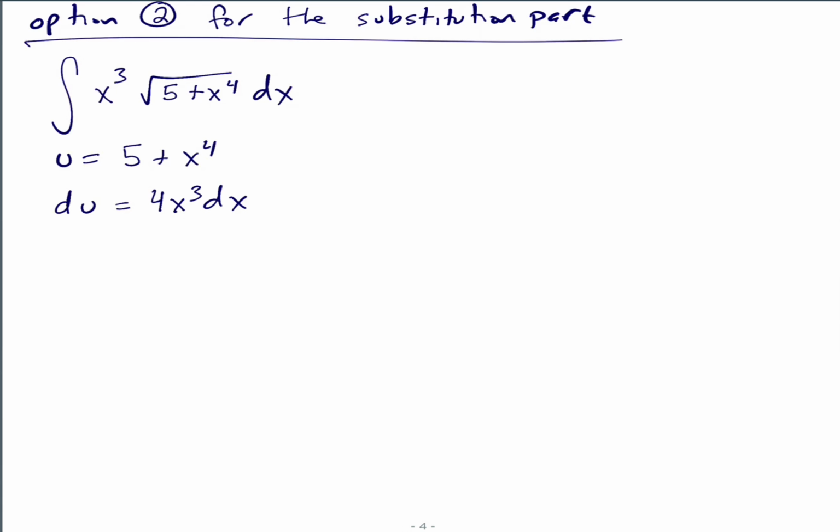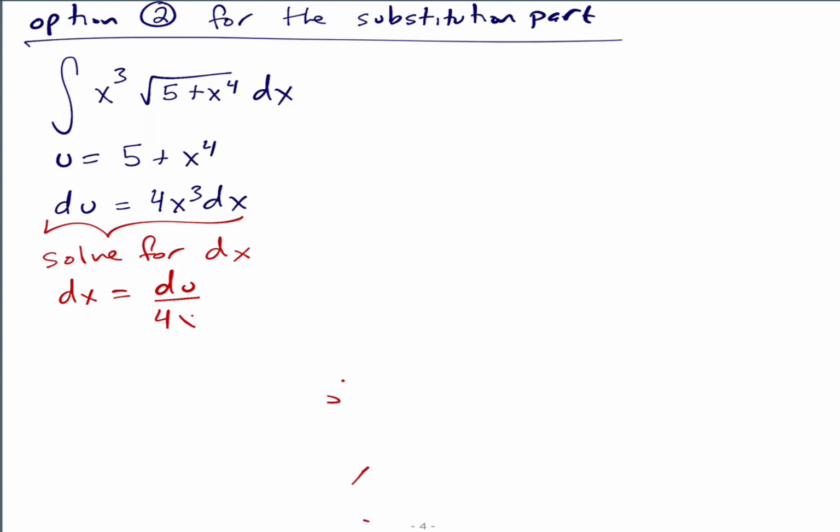Okay, so the way we did it is we substituted 5 plus x to the 4th for u, right? And then we looked at what was left, and we tried to change all the x's into u's. We tried to substitute the du in there. And at first, that feels a little bit weird. So this might be a little bit easier, maybe. So let me show you. So instead of that, when you get to this step, solve for dx instead. So if I solve for dx, what would I get?